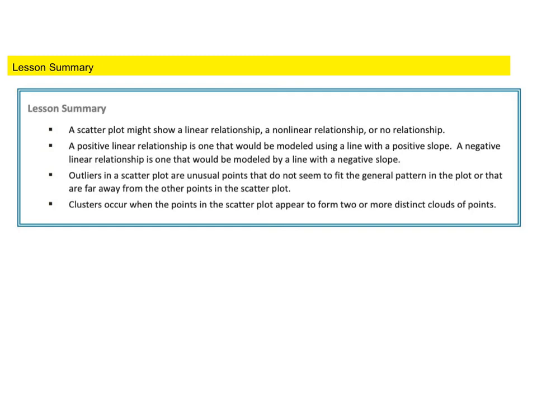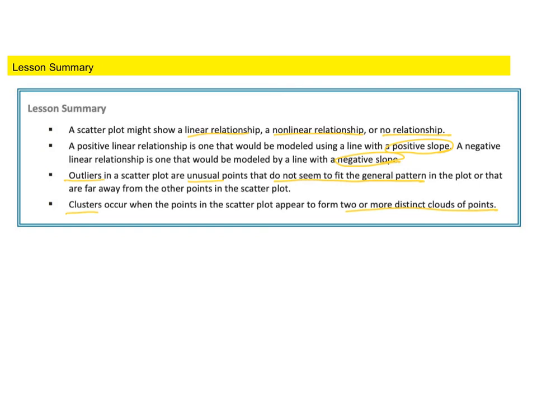All right, just to summarize the lesson today, a scatter plot might show a linear relationship or a non-linear relationship or no relationship. A positive linear relationship is used with a positive slope. Negative is with a negative slope. Outliers are points that are unusual and do not seem to fit the general pattern, and clusters occur when it forms two or more distinct clouds of points, so like a big section where they're kind of grouped together.